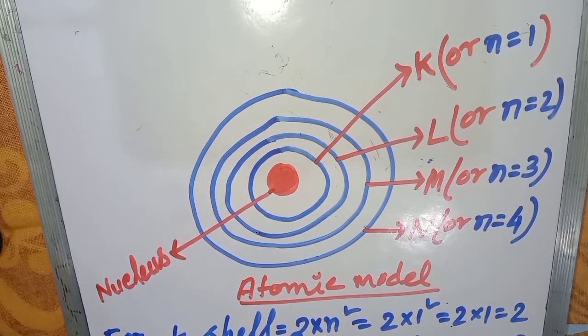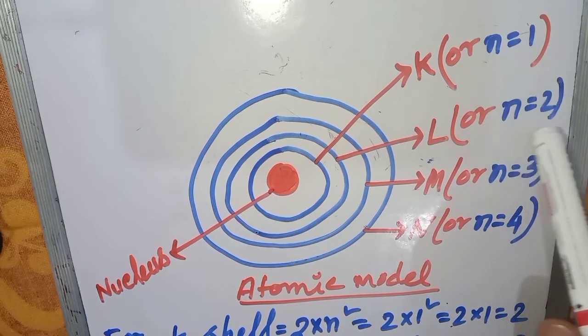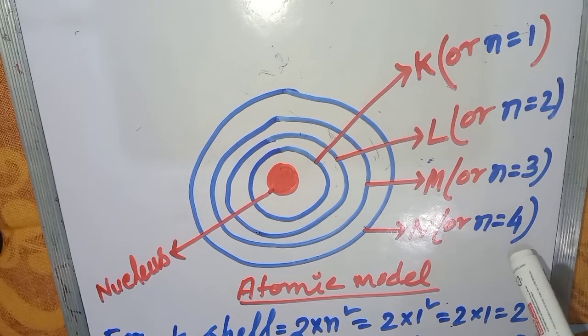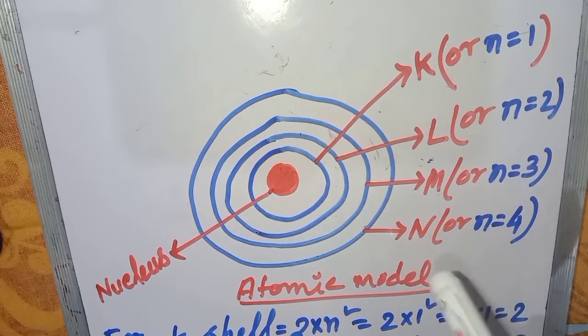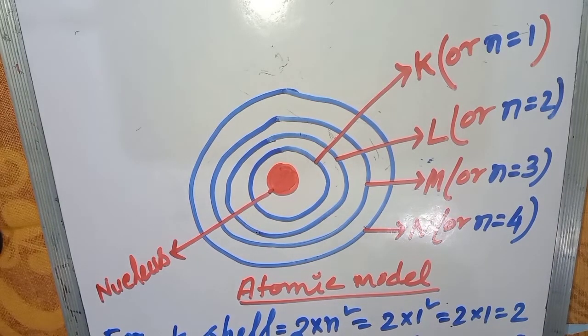The shells or orbits are represented by the number n equal to 1, n equal to 2, n equal to 3, n equal to 4, or by the letters K, L, M or N. These orbits or shells are also known as the energy levels or energy shells. Each shell can accommodate only a fixed number of electrons. K shell can hold 2 electrons, L shell 8 electrons, M shell 18 electrons, N shell 32 electrons.